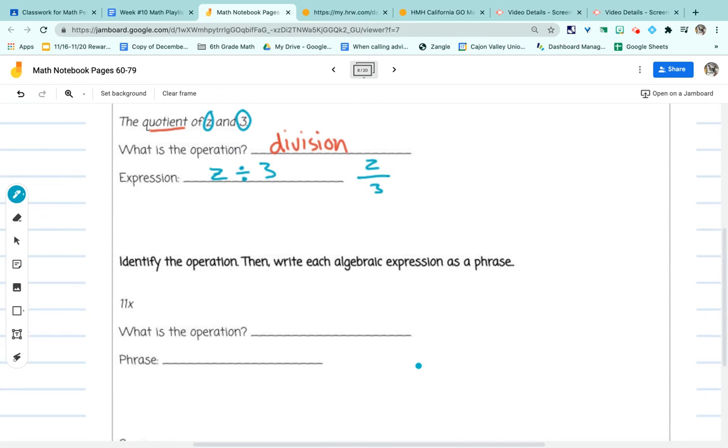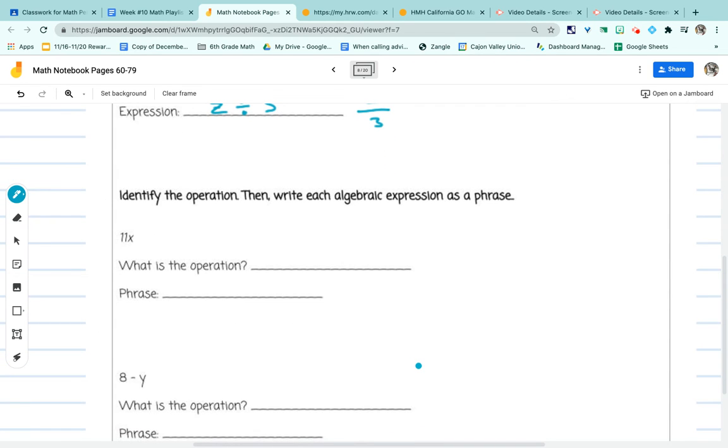It says here, the next part, identify the operation, then write each algebraic expression as a phrase. So this time we have to do the opposite. We have to look at what we have here, find out what the operation is, and then write down the phrase. So we have 11x. So 11 with the variable x right next to it. The operation here is multiplication. Whenever you see a variable next to a number directly attached to it, that means it's multiplied by that number. Okay, so 11 times x.